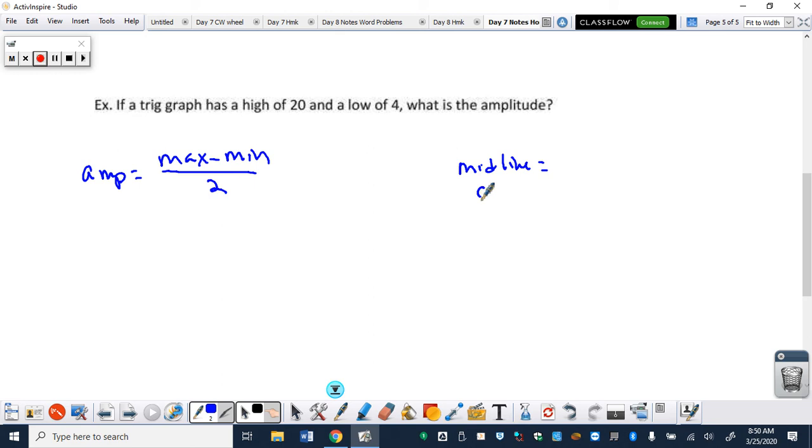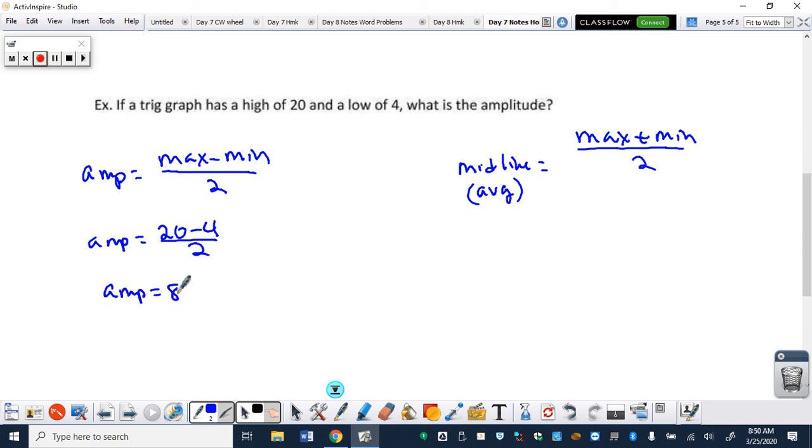Midline is the average. So you can actually think of the midline as the average. And how do you find the average of two numbers? You're going to add the 2 and then divide by 2. And that's exactly what we're going to do with the max and the min to find the amplitude and the midline. So the amplitude will be 20 take away 4, divided by 2. The amplitude is equal to 8. To find the midline, it'll be 20 plus 4 divided by 2. So the midline is equal to 12.